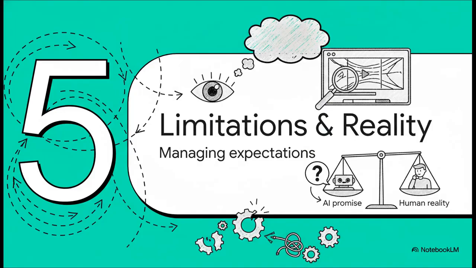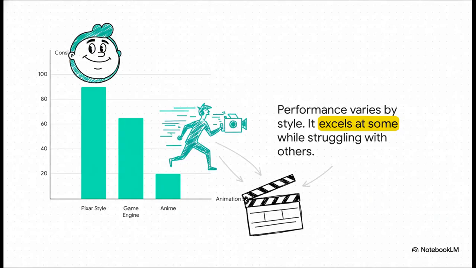Okay, it's time for the reality check, because every tool has its limits. AI video still needs a human in the loop, and it's really key to manage your expectations so you don't get frustrated. As this chart shows, the tool's performance can be pretty different depending on the style you ask for. It does an amazing job with things like Pixar-style animation and realistic people. The consistency there is really impressive.